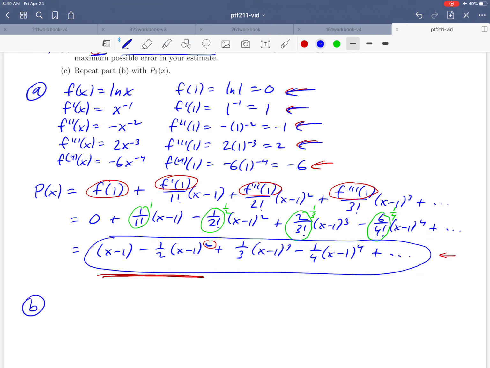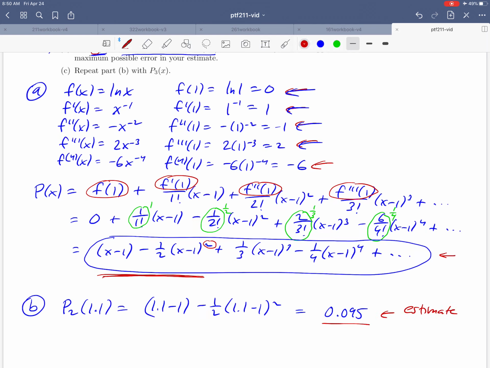All right, so the first part of B is just going to be to take 1.1 and plug it into that P2. So we'll write down the first two terms in our series. You might even be able to do that in your head. That calculation is not terribly difficult. You could also use a calculator, that's no problem. If you do that, what you're going to wind up with is 0.095. And what we're saying is that that's an estimate of ln of 1.1. How good is that estimate?